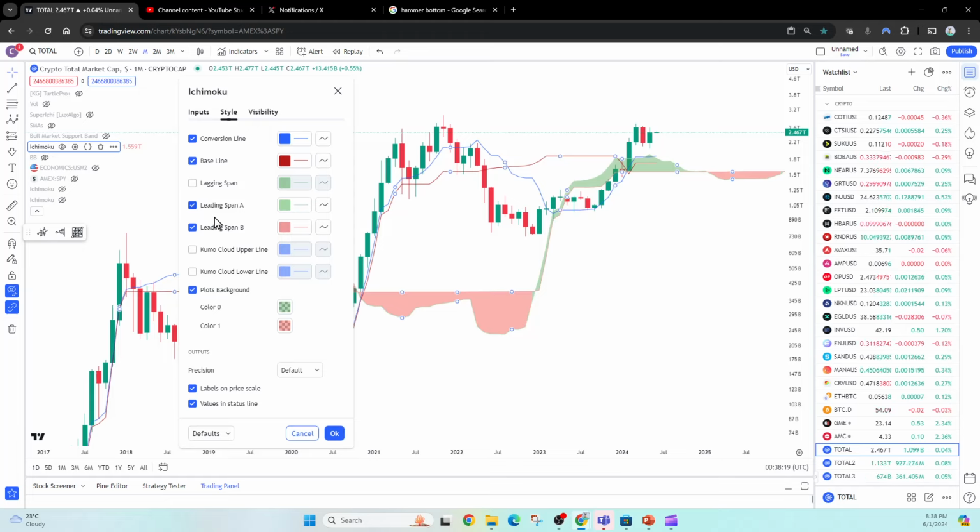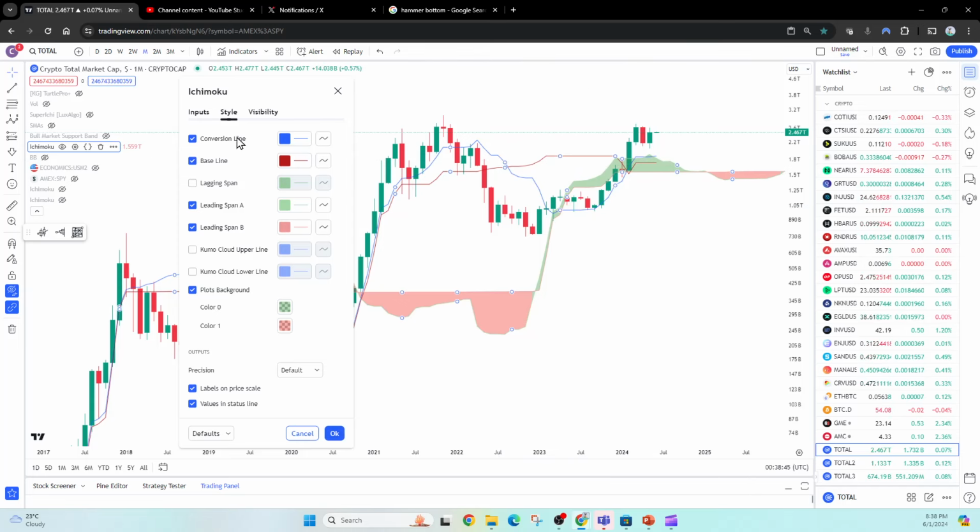You also have a couple other lines over here, which is the leading span A and leading span B, which basically are these lines that form the Ichimoku cloud, and they basically flank the cloud over here. When you have a red cloud, generally it serves as a better resistance than support. When you have a green cloud, it generally serves as better support than resistance. So those are kind of the basic things I look at.